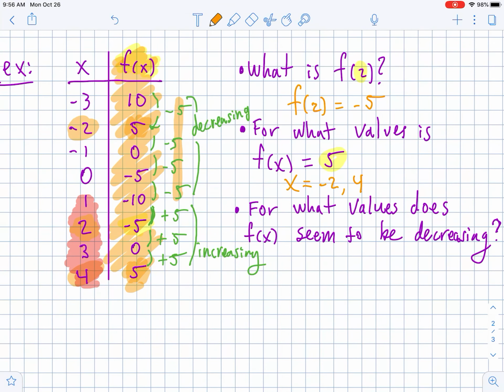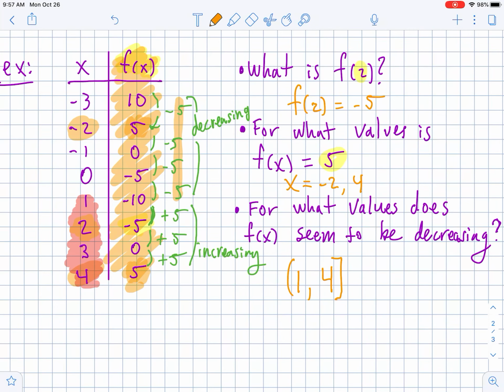So for what values does f of x be increasing? We are going to use interval notation for this. That right at 1, it started increasing and then went up to 4, and it was still increasing there.